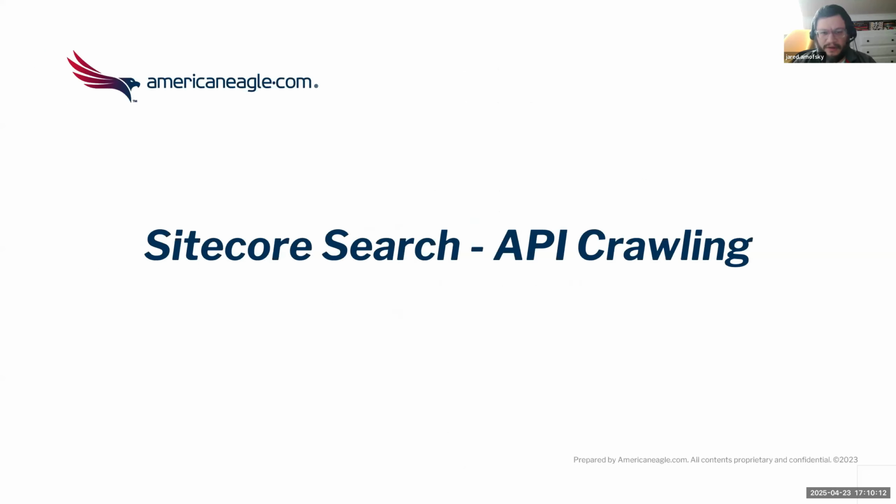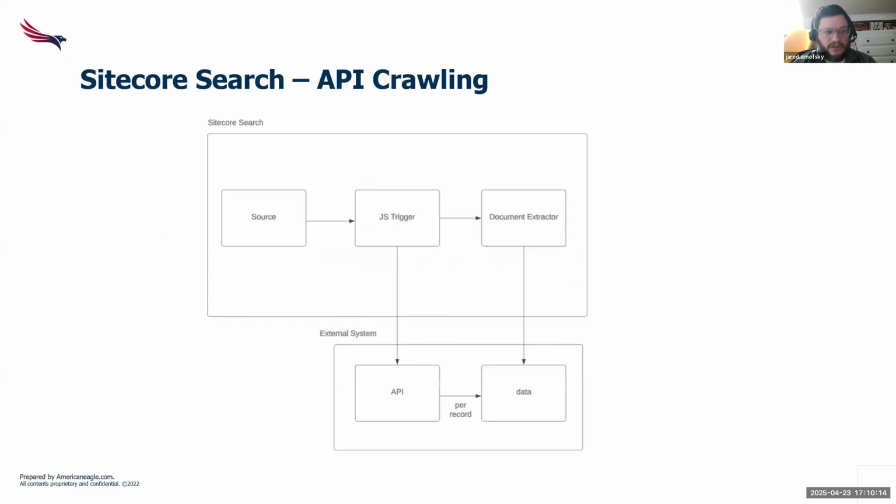So Sitecore search API crawling. You can see in my little diagram here, essentially we have our source. The top block is Sitecore search. We have our source, our JavaScript trigger, our document extractor, and then in the external system, we have an API, and per record, we get the data.